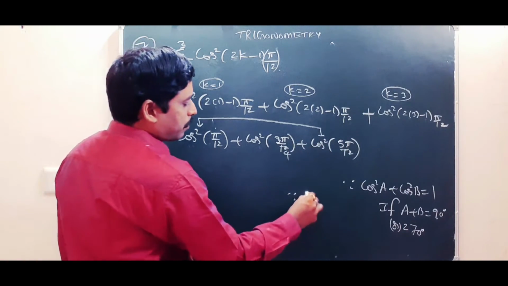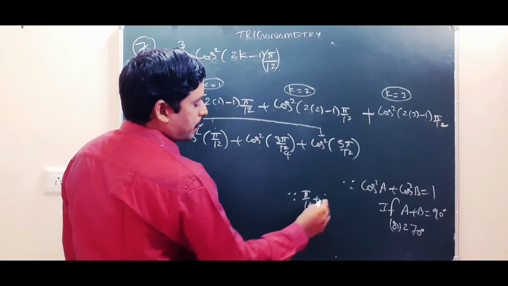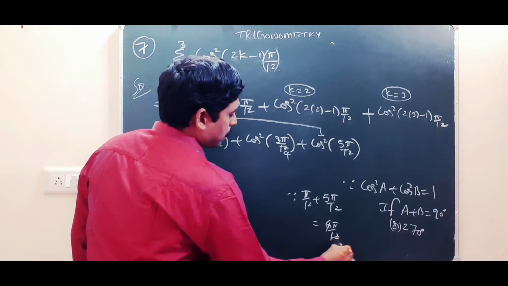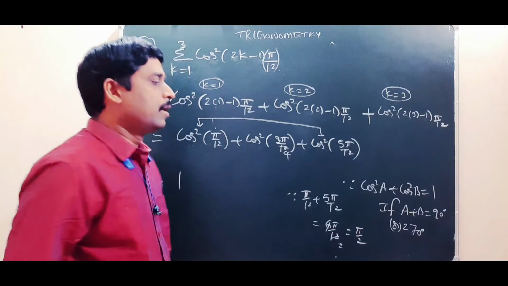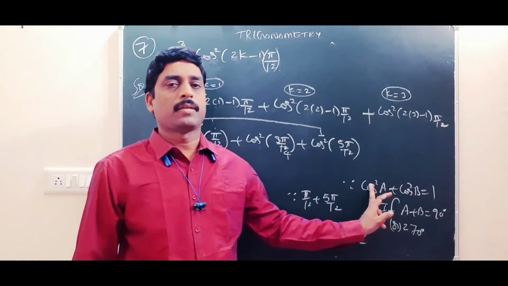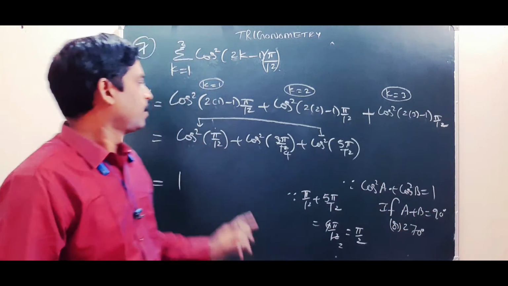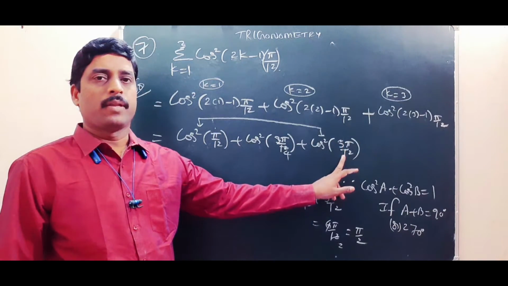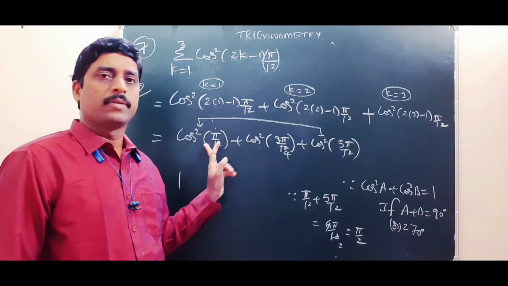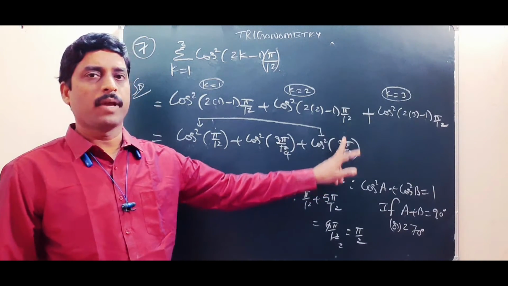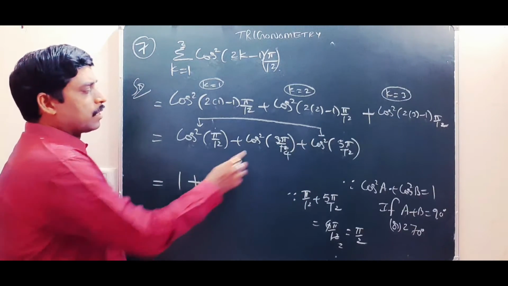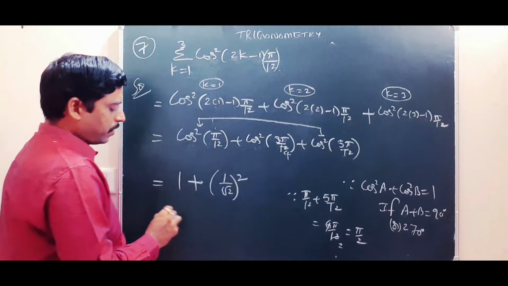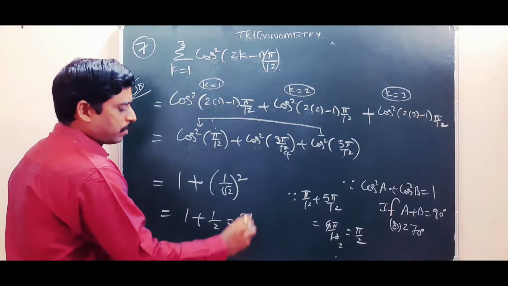Why? Because pi by 12 plus 5 pi by 12 equals 6 pi by 12. It will be pi by 2. If this condition is satisfied, cos square a plus cos square b value is 1. Okay. In this case, pi by 12 plus 5 pi by 12 is pi by 2. So cos square pi by 12 plus cos square 5 pi by 12 is 1, plus cos 45 whole square. Cos 45 value is 1 by root 2, whole square. So 1 plus 1 by 2, it will be 3 by 2.